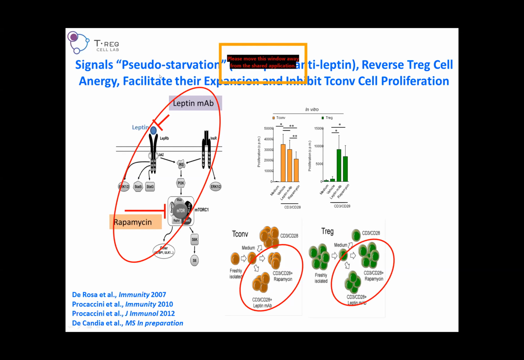So a signal of pseudo-starvation on the one side is able to reduce Tcon expansion and proliferation, but on the other is able to expand Treg cell proliferation and responses. Please bear in mind this concept because it will help us a lot to understand the immunometabolism of these cells. A cell that is responsive, like a Tcon cell, if it is pseudo-starved during T-cell activation, will be inhibited. Here you can see the classical response, and this is the inhibition. On the other side, a Treg cell that is anergic to TCR stimulation will be boosted to proliferate. So signals of pseudo-starvation basically induce tolerance, because they induce more expansion of regulatory T cells.